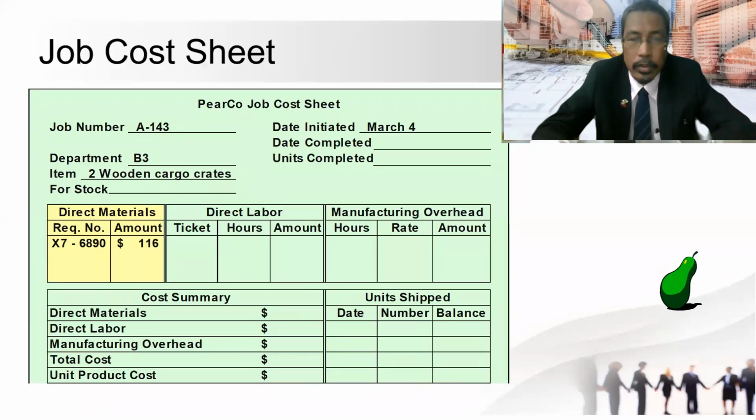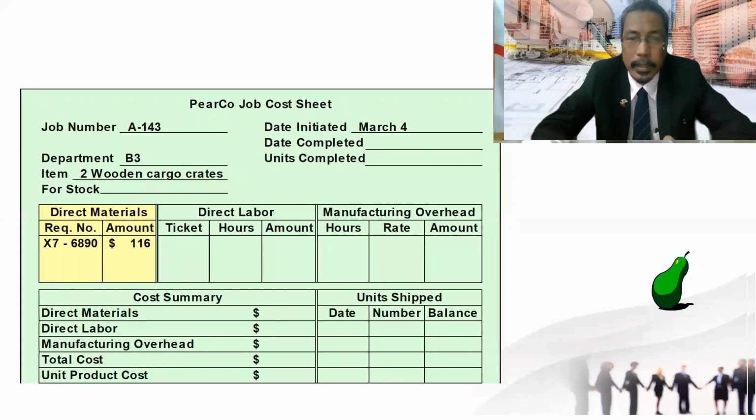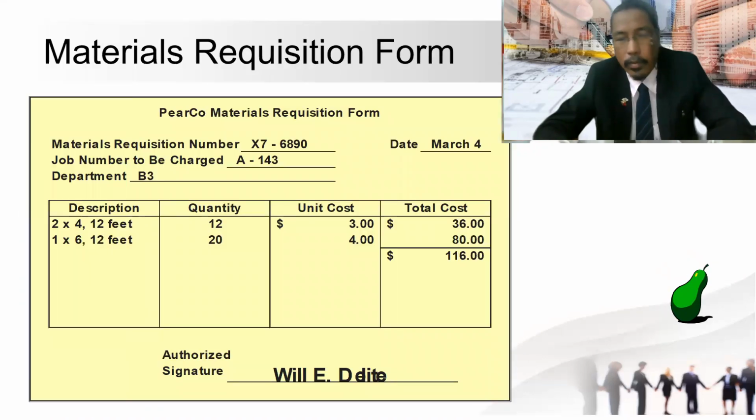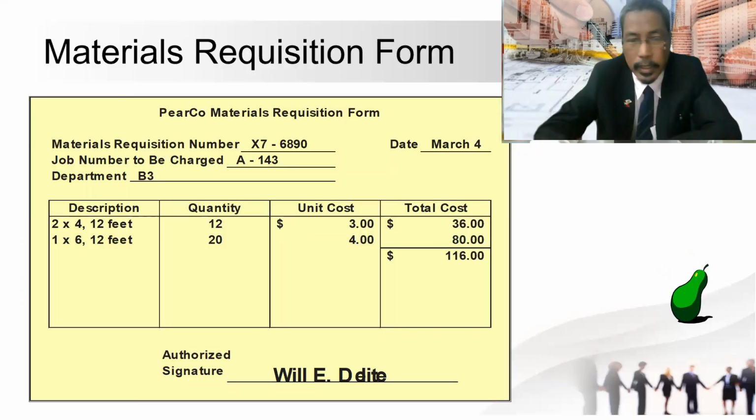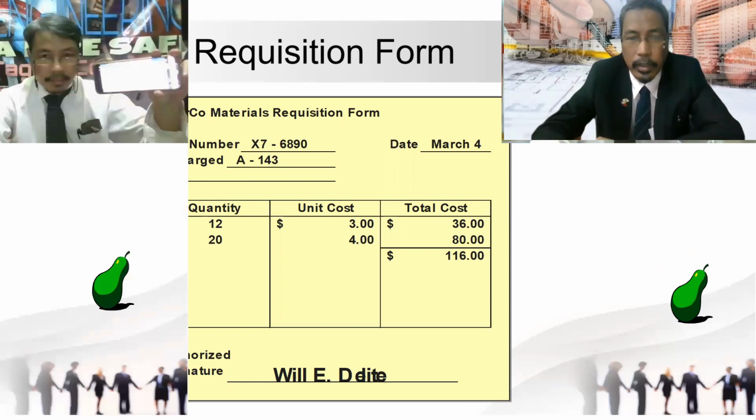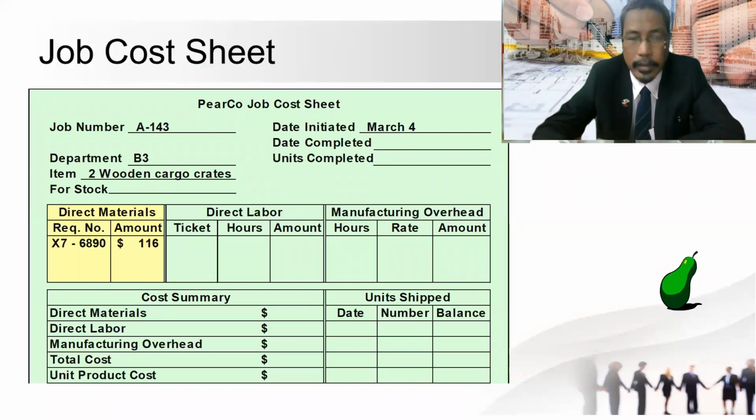Then the job cost sheet. Here is an actual example. You have requested a material here, with an amount of 116, under material requisition number X7. So you put it this way: X7, and the amount is 116. From that material request form, you take the requisition number and the amount here.